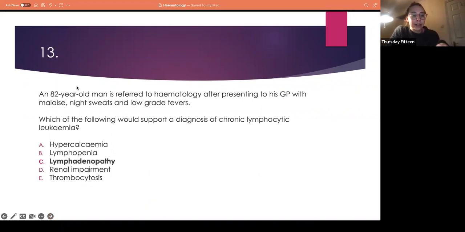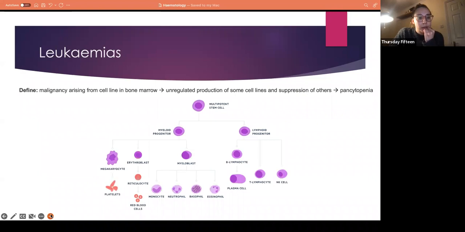So going through these answers, chronic lymphocytic leukemia: A, hypercalcemia. You don't get hypercalcemia in CLL, you get hypercalcemia in myeloma. B, lymphopenia. You actually get lymphocytosis in CLL, so you get more lymphocytes rather than less. Lymphadenopathy is really classical of CLL. Renal impairment, that's another myeloma one. And then thrombocytosis, actually CLL causes thrombocytopenia.